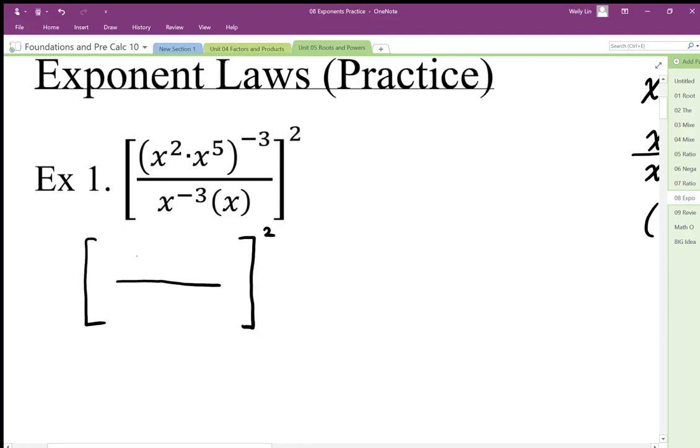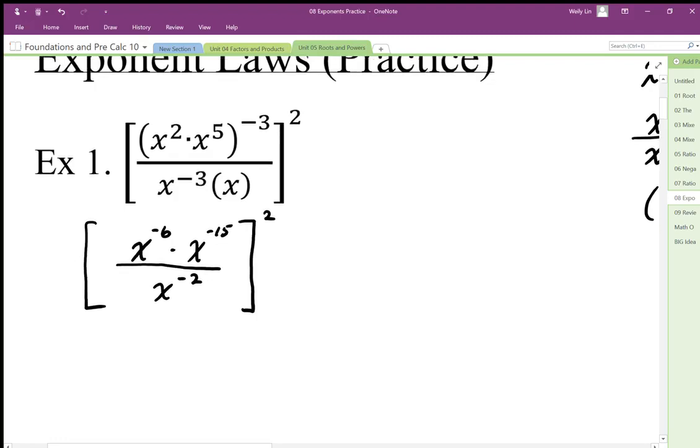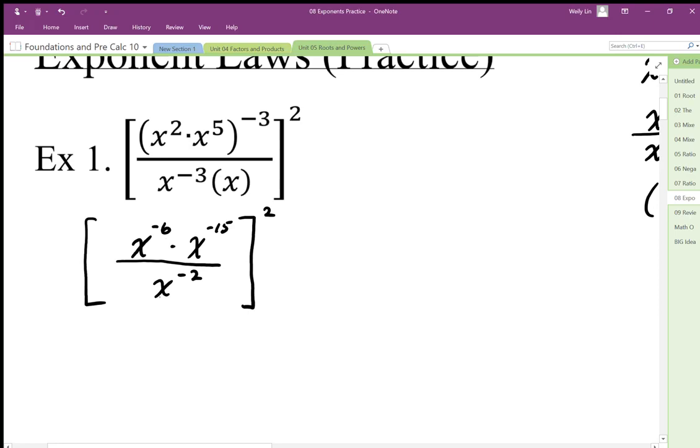So power to power, we multiply those exponents. So I get -6. Power 5 to power -3 is going to be -15. Here we're multiplying with the same base, so I'm going to add these exponents together. I'm going to count these divides against this one multiply, so I'm going to end up with x to the power -2. Okay, and then I'm going to combine these together, so I'm going to end up with divide 6 times, divide 15 times, is dividing 21 times.